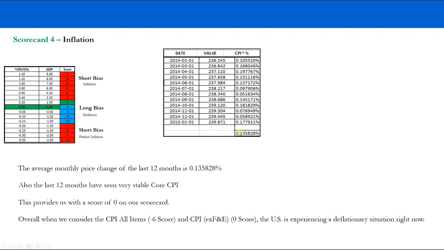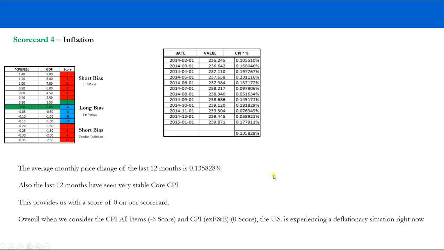So we can see and conclude from these numbers that the last 12 months we've had very stable core CPI. And what that's going to do, if we read across onto our scorecard, is put us within the normal range. So it's going to put us around here, and it's going to give us a 0 or maybe even a slightly deflationary number. It depends how conservative we want to be in terms of scoring it, but we can assign it a score of 0, a score of -4, or somewhere in between.